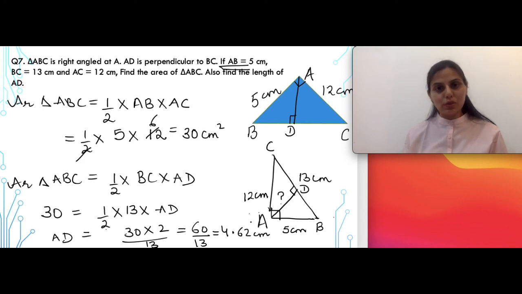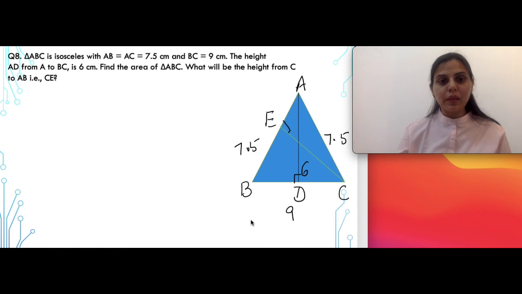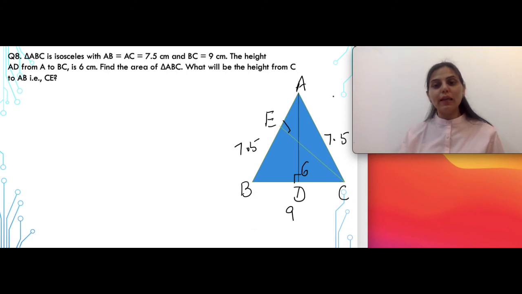So I hope this question is clear to you. Now moving on to the next question, which is question number 8. You are given an isosceles triangle ABC in which the sides AB and AC are given as 7.5 centimeters each, and the base BC is given as 9 centimeters. Also you are given the height AD from A to BC, which is 6 centimeters. Again the question is you need to find the area of triangle ABC.